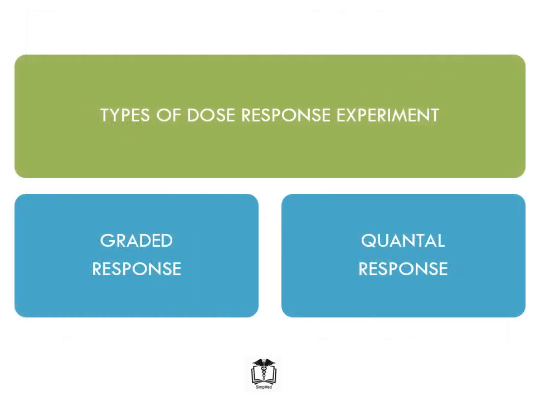What are the types of dose response experiment that we can perform? So we have two major types of dose response experiments if we want to check the relationship between the dose of a drug and the response. And these experiments include the graded response and the quantile response. I'll explain what these two concepts mean in the next slide.